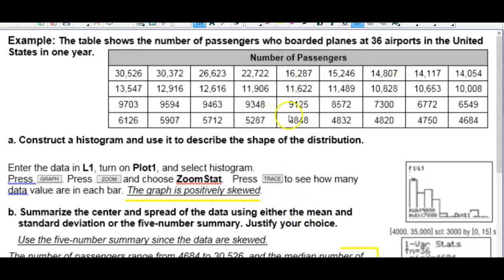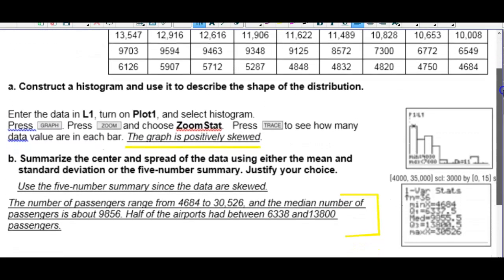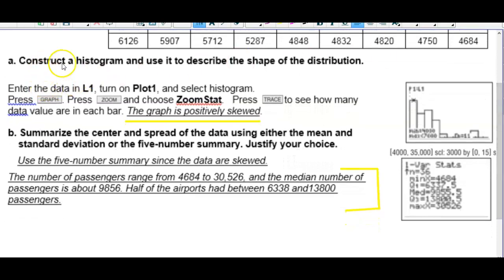All right, this is a lovely set of data about the number of passengers who boarded airplanes in 36 different airports in 1 year. Not something I want to have to type into my calculator, so I'm just going to run through their example. It says construct a histogram. So what you do is you type all these data points into the stat list. So stat enter, put them all in, and you don't have to do that for this example. Then you would turn your stat plot on. So second y equals, and turn plot 1 on.